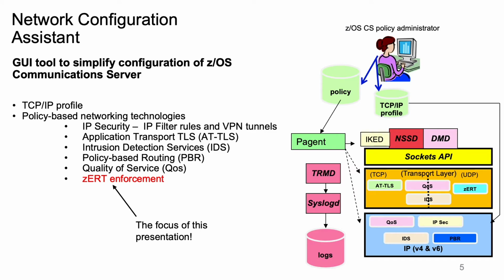The Network Configuration Assistant is a GUI tool to simplify various configuration tasks in z/OS Communications Server. It handles configuration of policy-based networking technologies, which include multiple security technologies, as well as quality of service and policy-based routing. You can also configure the TCP/IP profile using NCA. ZERT enforcement is a new policy discipline that IBM has added to NCA for V2R5 in support of the new ZERT policy-based enforcement function.